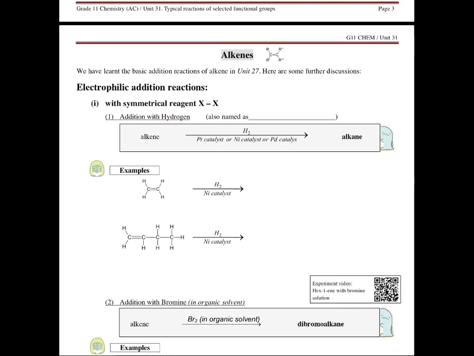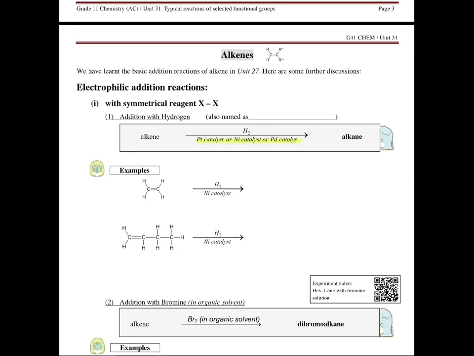Okay, so the reactant we require in this case is the alkene with hydrogen. And also for here, the condition you need to remember: we need a catalyst. You also need to remember what kind of catalyst we need. So we need platinum or nickel or palladium. Okay, one of the three catalysts.